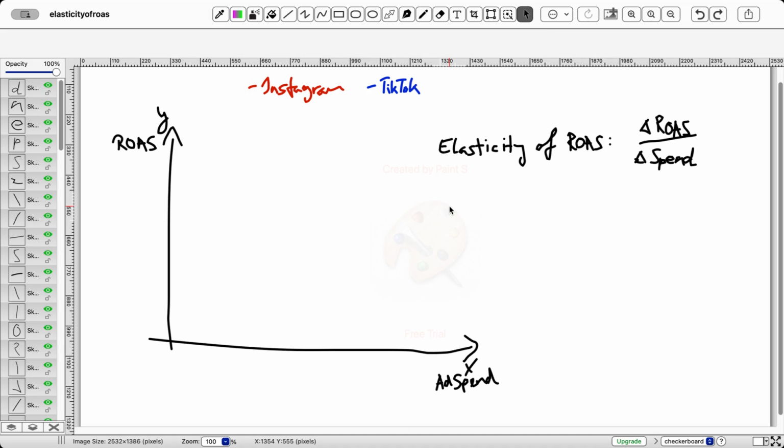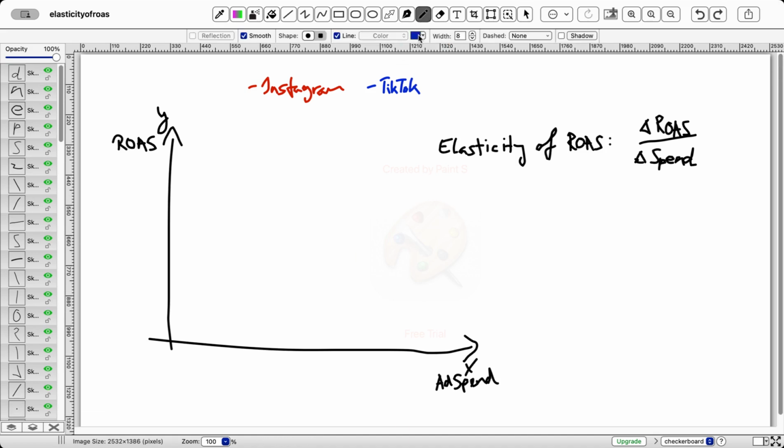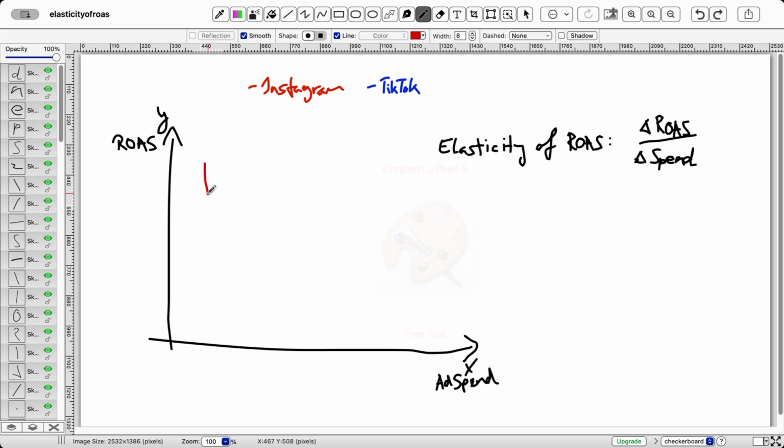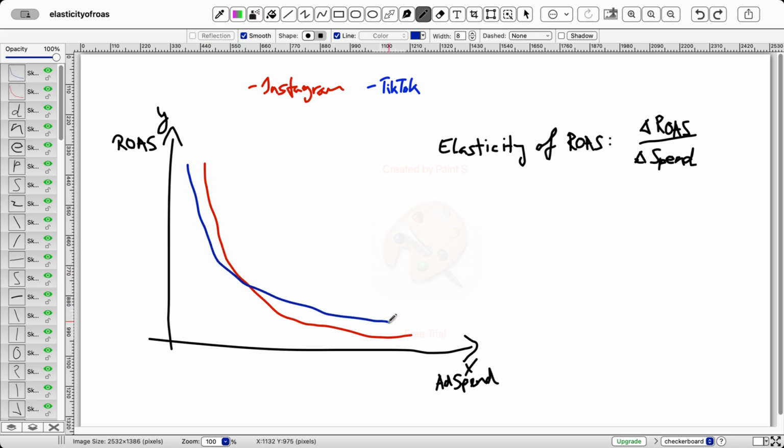Okay, let me just get rid of this first, and let me show you in a very practical way so you can understand it, calculate it yourself, and be smarter about making decisions in terms of how you invest your money. Okay, so let me just draw this up here. So let's look at Instagram, and let's make a curve for Instagram, and let's look at TikTok, and let's make a curve for TikTok. Okay, beautiful.